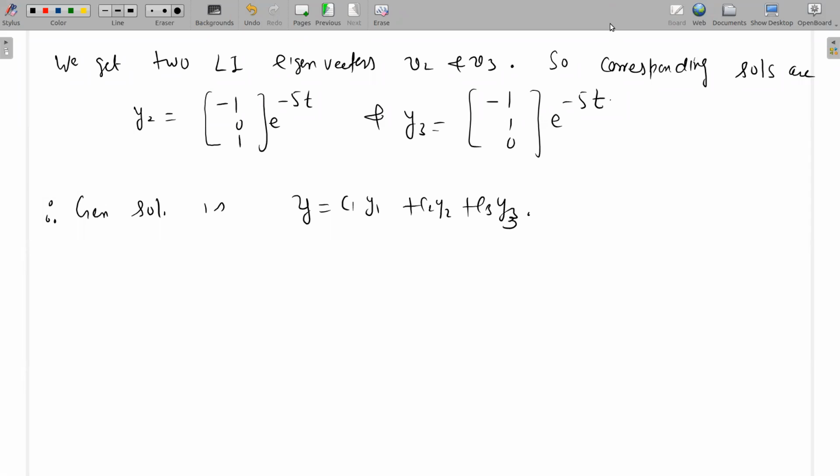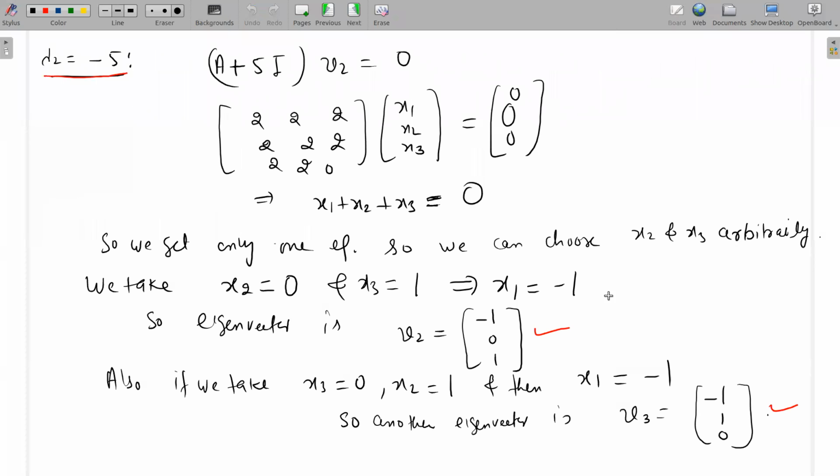Any query? No, sir. So just find eigenvalue and eigenvectors. Even if you have repeated eigenvalue, you may get two linearly independent eigenvectors. So just what is solution? Eigenvector multiplied by e power lambda t. So this was the first case, constant coefficient homogeneous system.